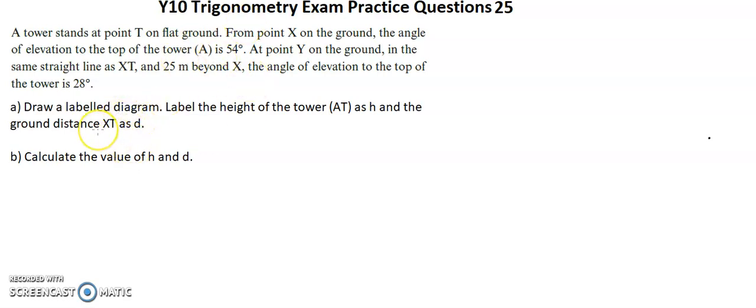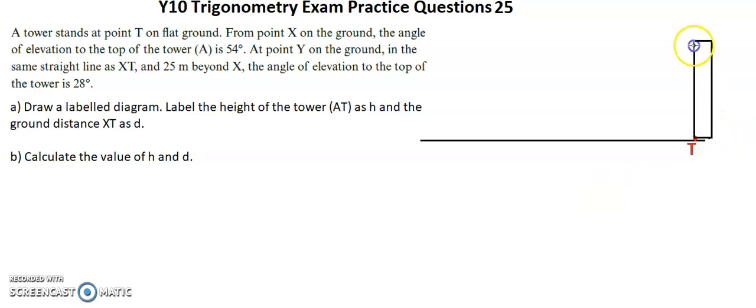So the first part is we need to draw a labeled diagram. Let's start off. The first part of the information says that we've got a tower that stands at point T on flat ground. So we've got flat ground right here, and I will put point T right here. The next part says that we've got a tower there, so we need to straight away put a tower at point T.